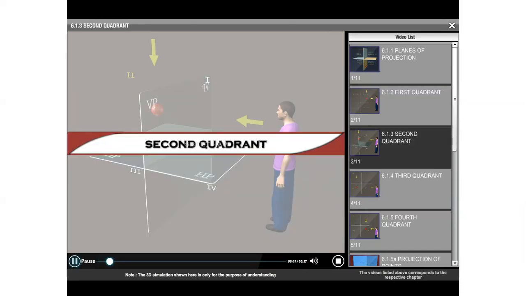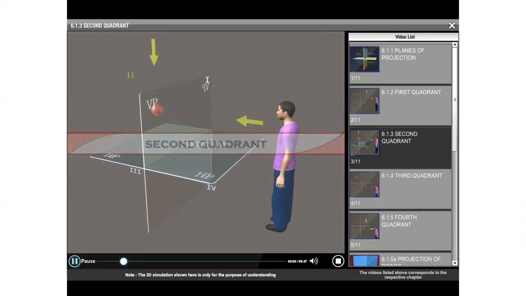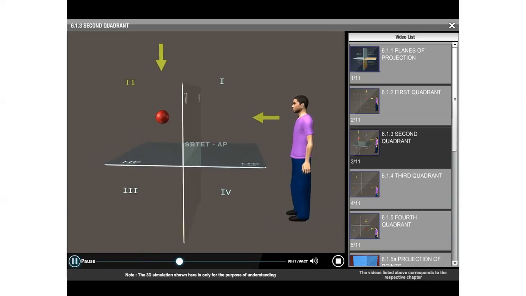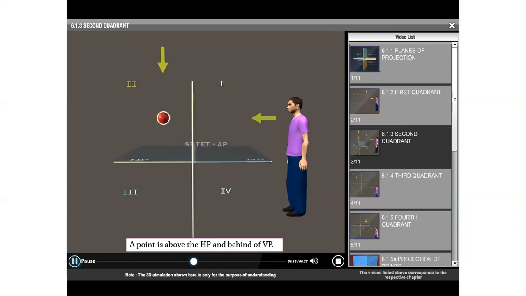Second quadrant. In this, we will see about the location of the object with respect to the second quadrant. It is a quadrant in which the object is placed above the horizontal plane and behind the vertical plane with respect to the observer.